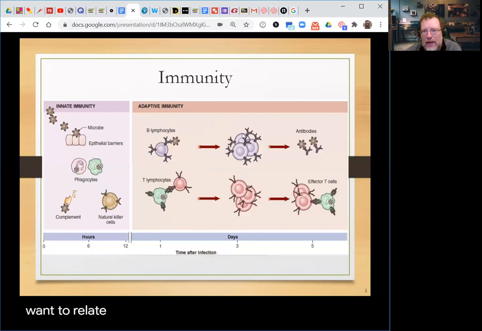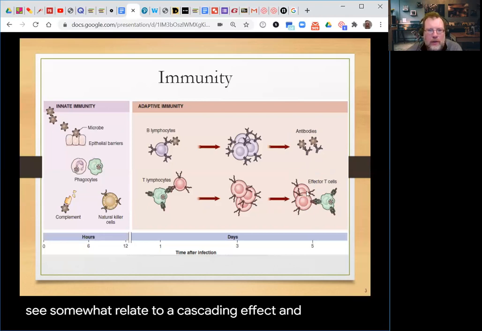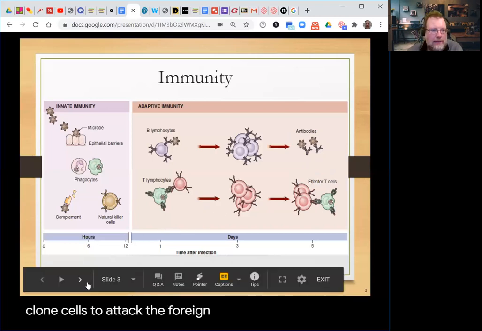You always want to relate to antibodies. And then T cells, or T lymphocytes, we'll see they don't produce antibodies. They actually have a little bit more of a physical creation and physical helpers that we'll see somewhat relate to a cascading effect and allowing the recruitment, or what we call cloning, activating clone cells to attack the foreign body, the pathogen. So anyway, this is the next chapter.